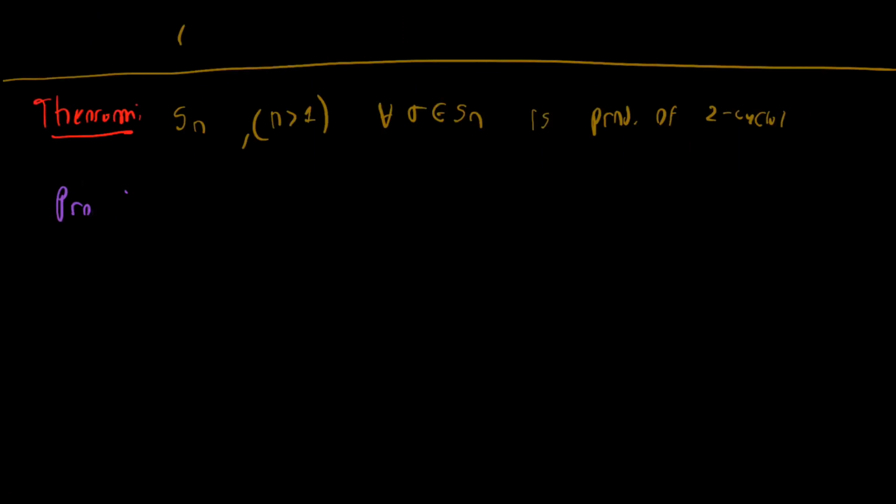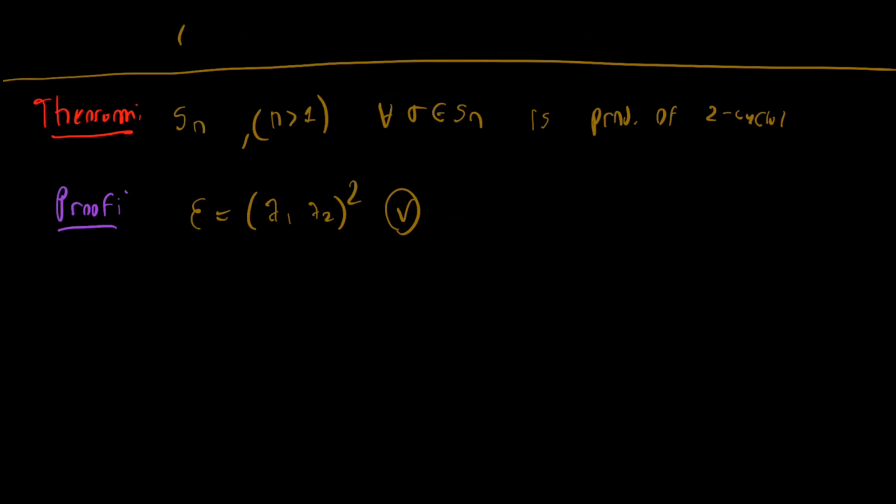So let's prove it. We'll start the proof by first noticing that the identity permutation can be written as any 2 cycle to the 2nd power. So any 2 cycle by itself, because, well, we know that the order of a 2 cycle is 2 because its length is 2, and then just multiplying it by itself will yield the identity. So we have an expression for the identity in terms of 2 cycles.